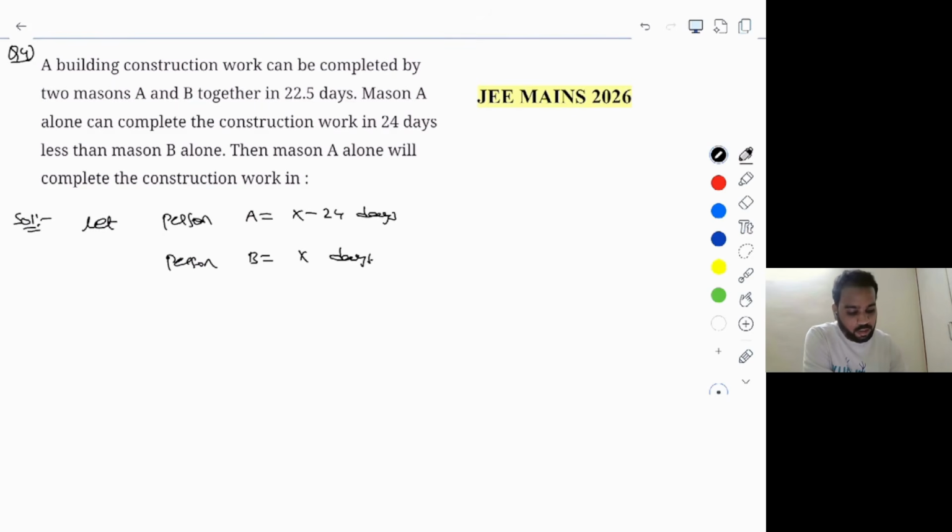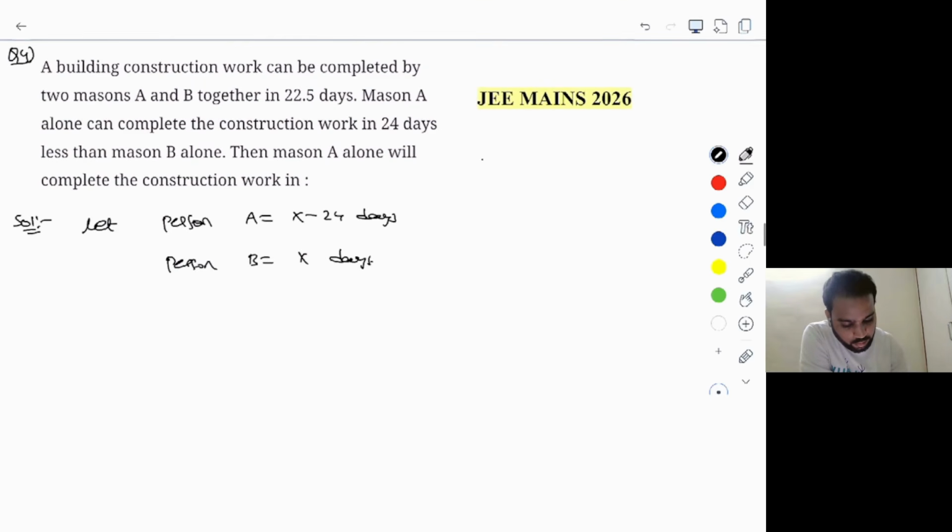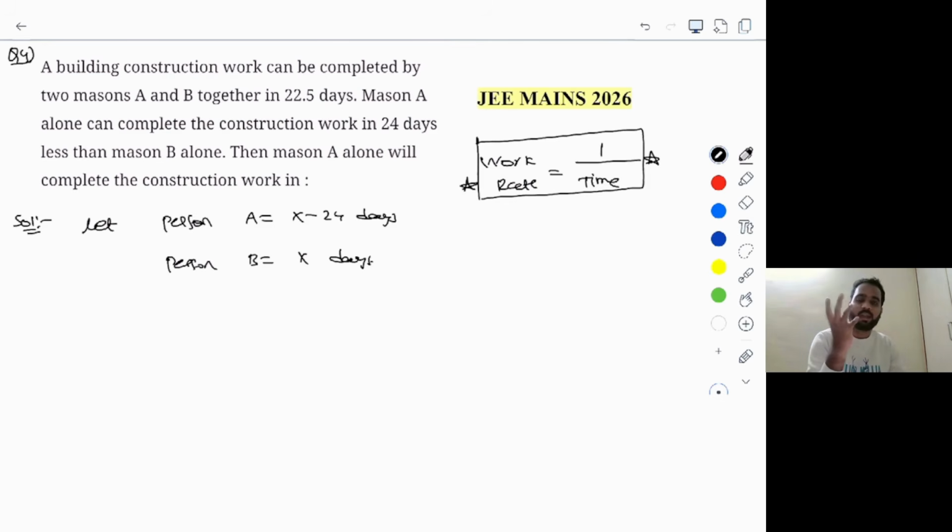Okay. The small thing here we need to remember is the concept of work rate. Work rate is nothing but the rate at which work is being done, which is simply 1 divided by time taken. Okay? Simply remember this logic. Work rate is nothing but 1 divided by time, or in simple words, work rate is the rate at which work is being done, which is equal to 1 by time taken.